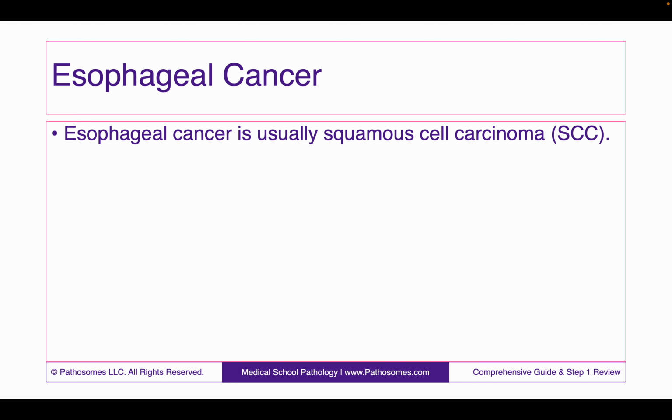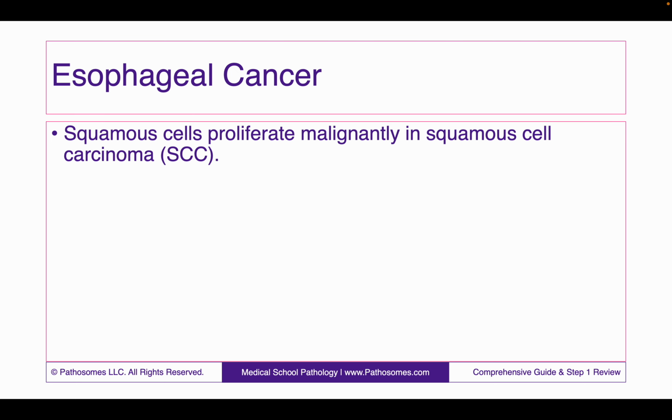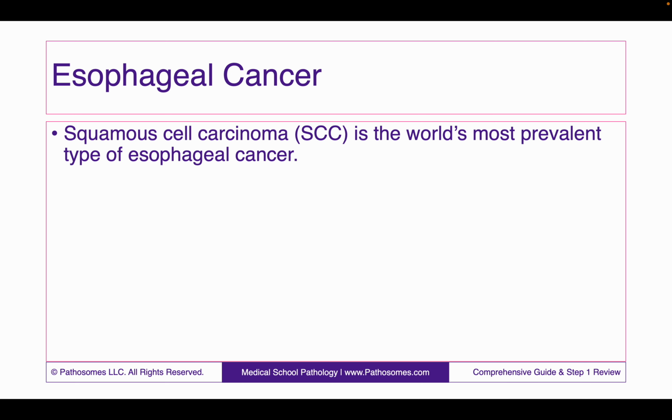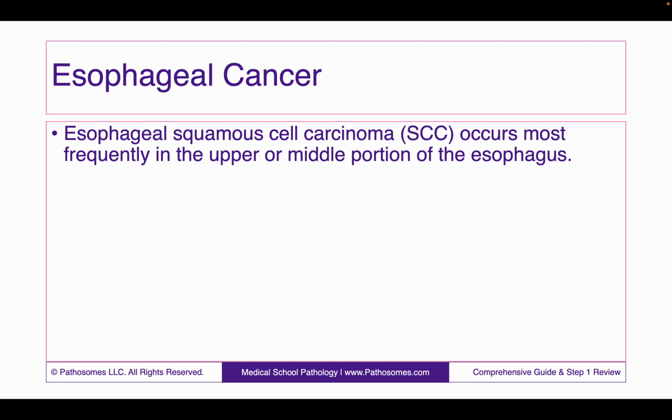Esophageal cancer is usually squamous cell carcinoma, by the way. With this, the squamous cells proliferate malignantly. Squamous cell carcinoma, as we know, is the world's most prevalent type of esophageal cancer. Esophageal squamous cell carcinoma occurs most frequently in the upper or middle portion of the esophagus.